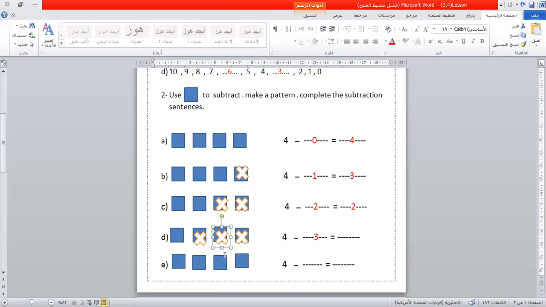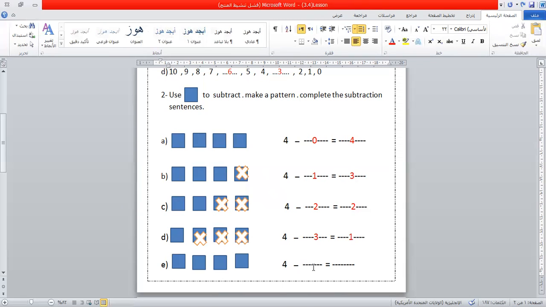I can cross out 3 squares from 4 squares. So 4 minus 3 equals what? Yes, can you see the pattern here? 4, 3, 2, 1. We're going to count down. So 4 minus 3 equals 1.